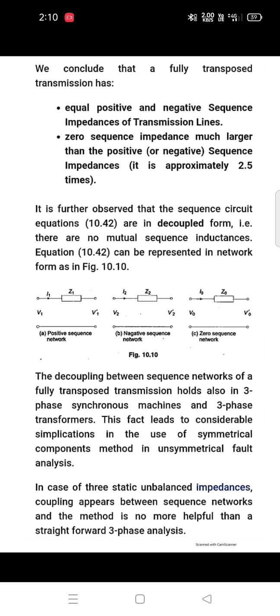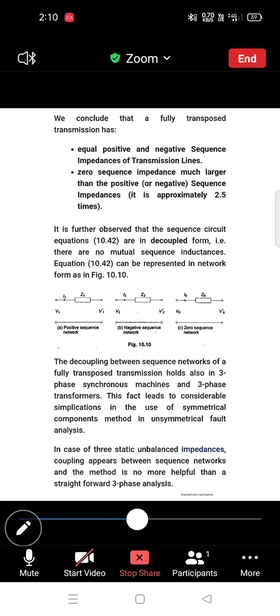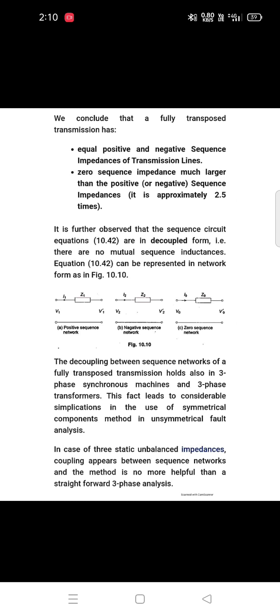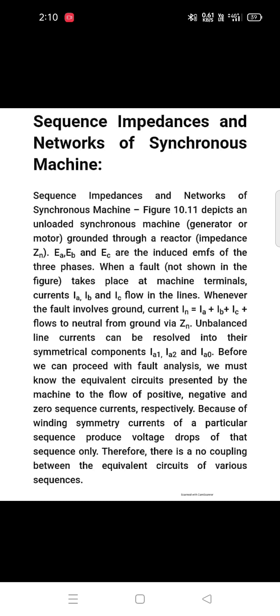In the case of three static unbalanced impedances, coupling appears between the sequence networks and the method is no more helpful than a straightforward 3-phase analysis. So this is the sequence impedance of a transmission line. Here we saw that the positive and negative sequence networks are equal and the zero sequence impedance is larger than the positive and negative sequence impedance. Now let us see another one: the sequence impedance and network of a synchronous machine.